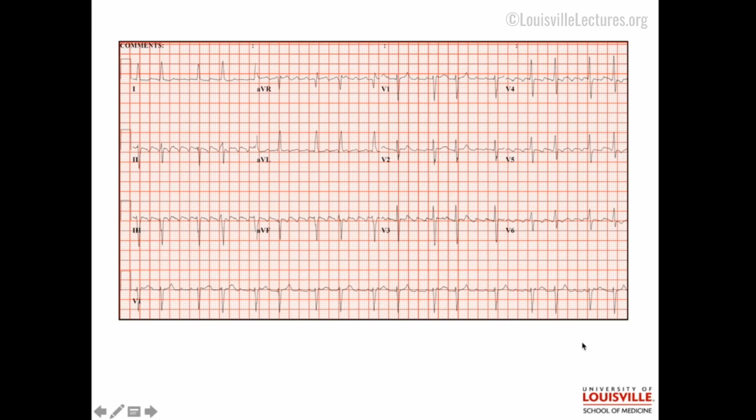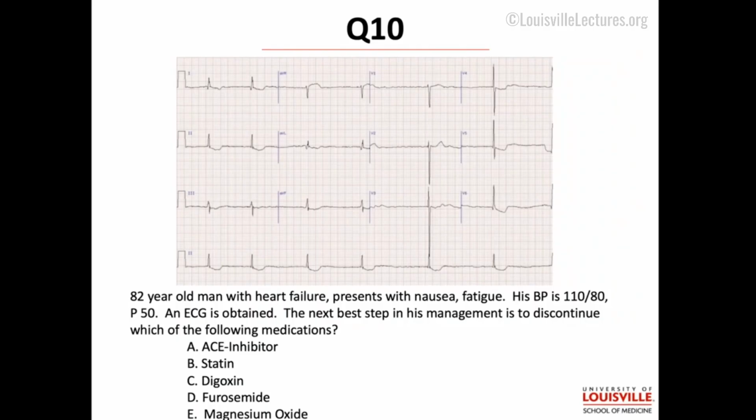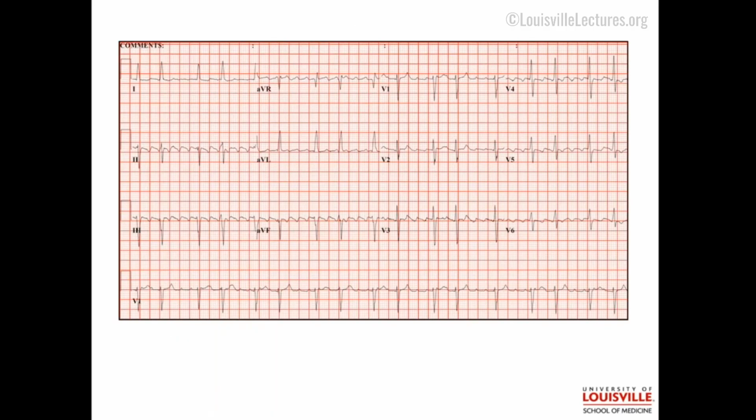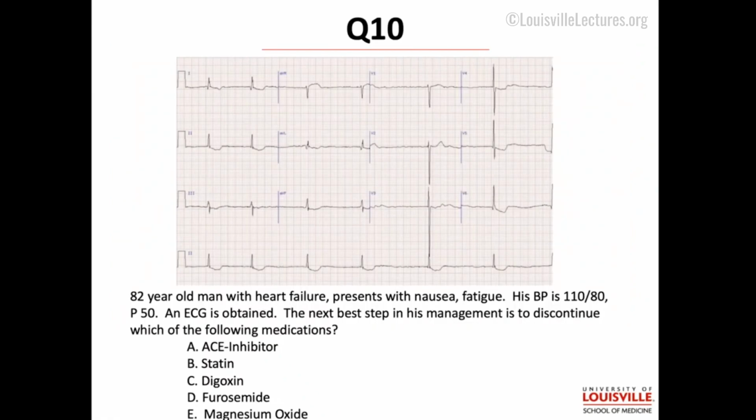This is an ECG. Just take a second and be able to recognize this rhythm. That rhythm is atrial flutter, for those who did not know. You have your typical downgoing sawtooth waves in your inferior leads, and you have variable conduction. That's why the QRSs are irregular. Okay, next question.